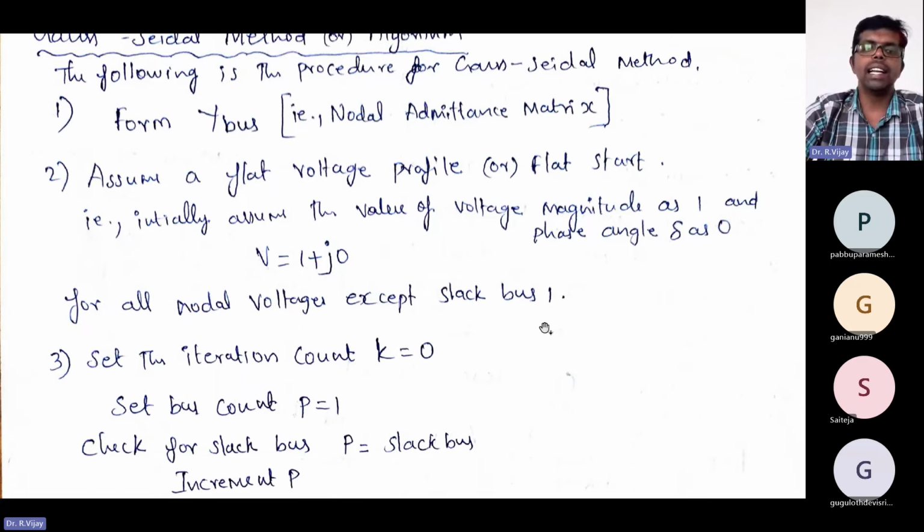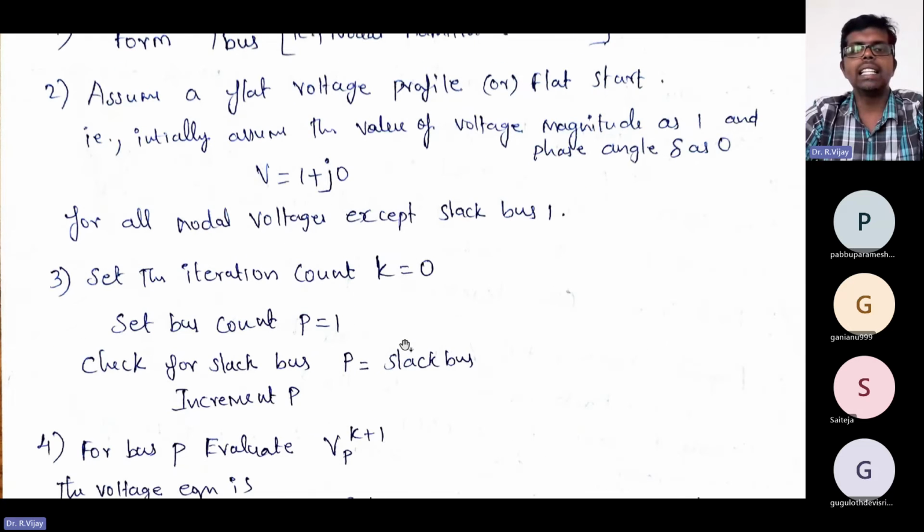Next, set the iteration count k is equal to 0. So we are taking k as an iteration count. In some books, they will follow i and so on. Okay, whichever algorithm is easy, you can follow. But we are choosing the iteration count k is equal to 0.